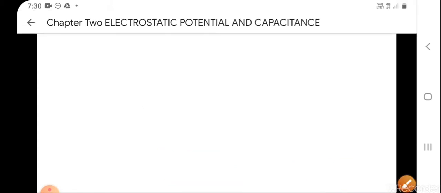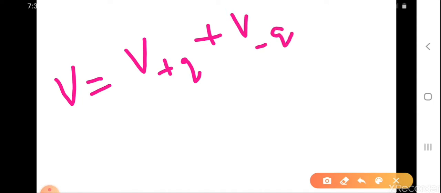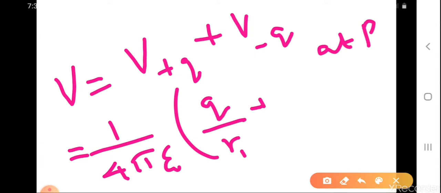Now we are going to derive it. Therefore, the total potential V is equal to V due to plus q plus V due to minus q at P. If you sum that, we can take out the constant 1 by 4 pi epsilon naught, then q by r1 plus minus q by r2.